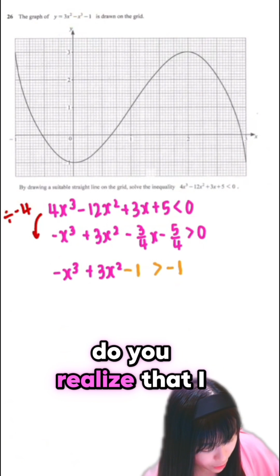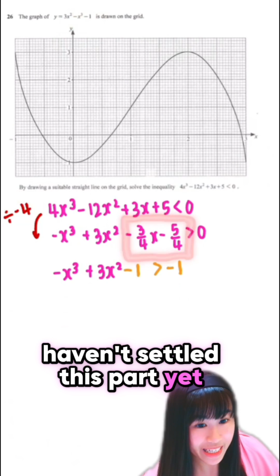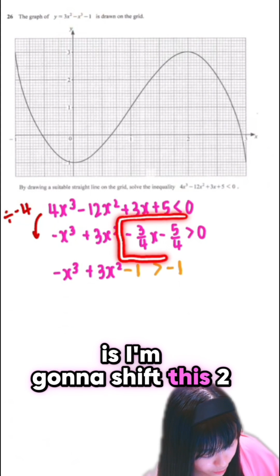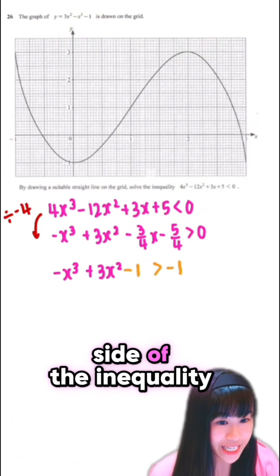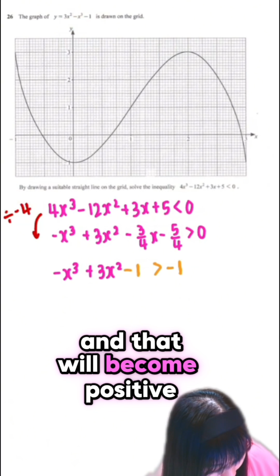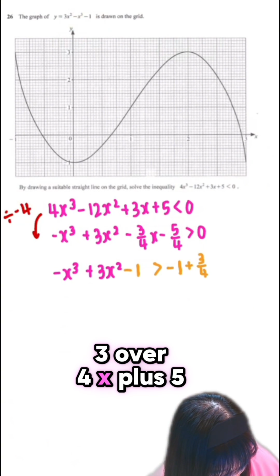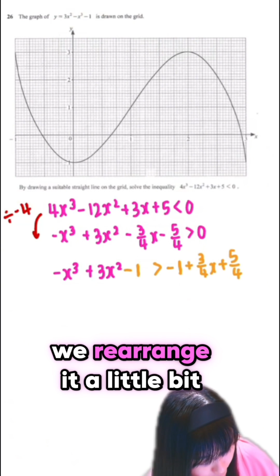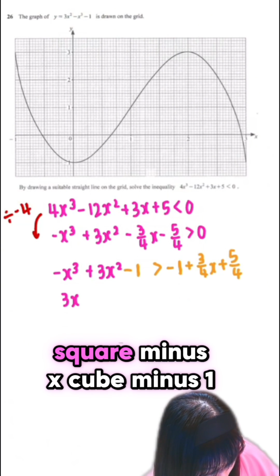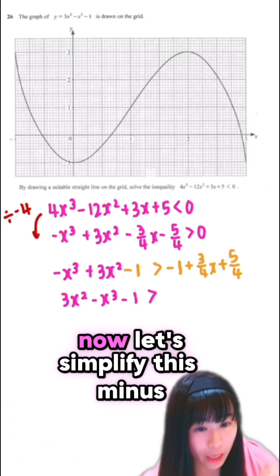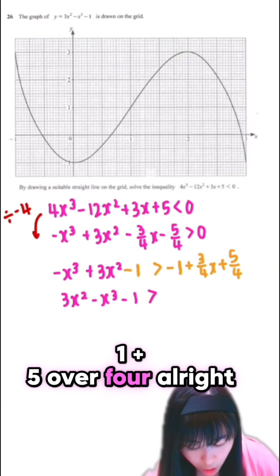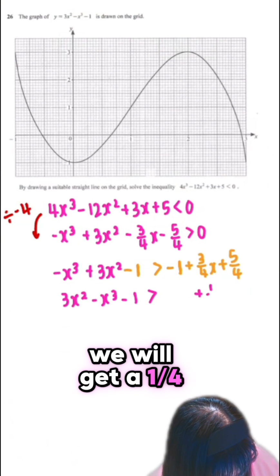Next thing, do you realize that I haven't settled this part yet? So this part cannot suddenly disappear, right? So what I'm going to do is I'm going to shift this over to the right-hand side of the inequality, and that will become positive 3 over 4x plus 5 over 4. What we can do is we rearrange it a little bit, and we have 3x squared minus x cubed minus 1 more than, now let's simplify this, minus 1 plus 5 over 4. Alright, we will get a 1/4.